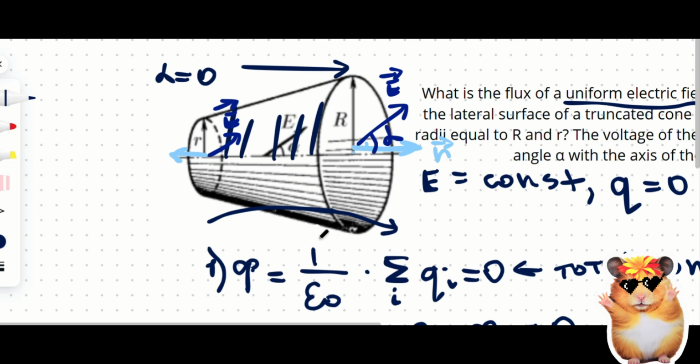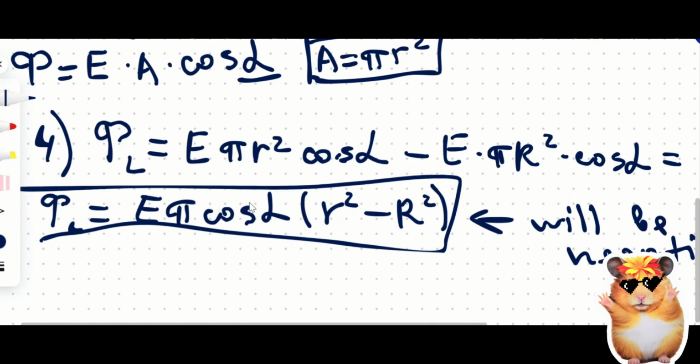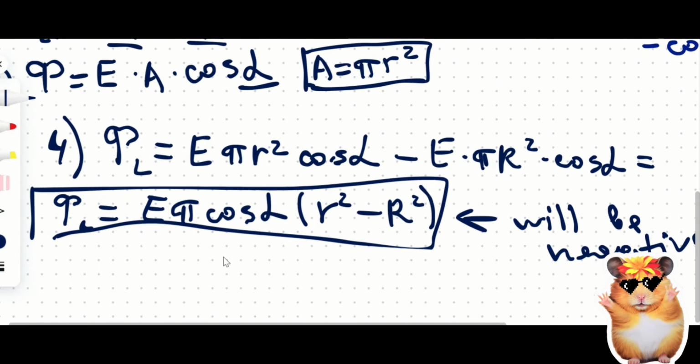And if our field lines are entering, it means that the flux is going to be negative. So that means that our answer is correct.